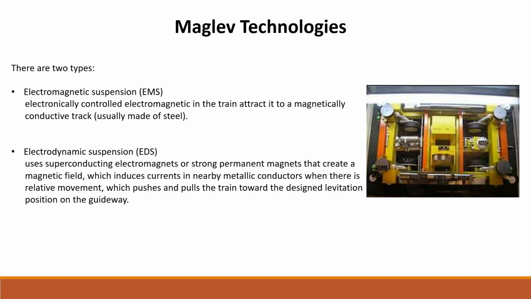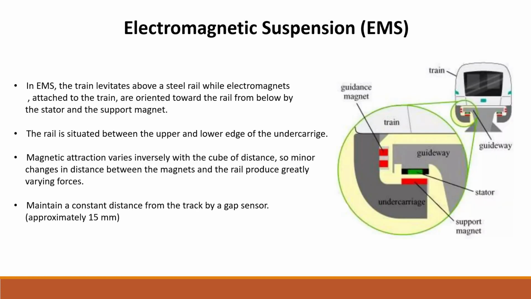In the EDS system, we use superconducting electromagnets or strong permanent magnets that create a magnetic field, which induces currents in nearby metallic conductors when there is relative movement, which pushes and pulls the train toward the designed levitation position on the guideway. And in EMS, the train levitates above a steel rail while electromagnets attached to the train are oriented toward the rail from below by the stator and the support magnets. The rail is situated between the upper and the lower edge of the undercarriage.